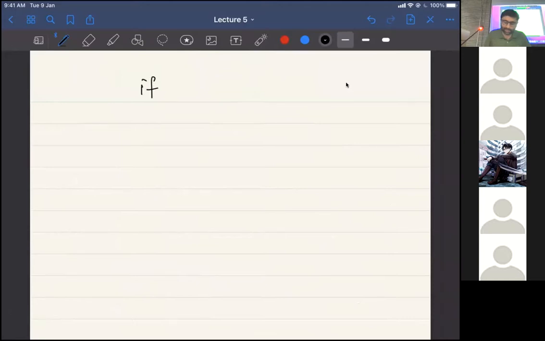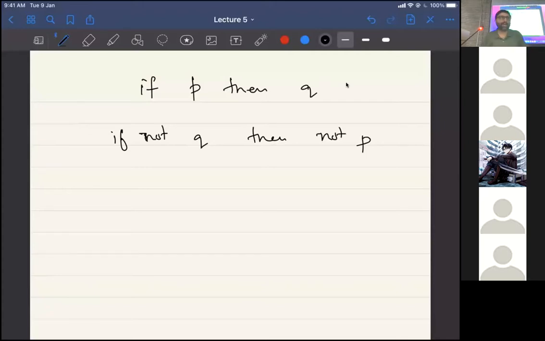So if we have a statement like if P, then Q, this means that if not Q, then not P. If the language is regular, we can apply the pumping lemma. If we cannot apply the pumping lemma, the language is not regular. It does not say anything about if Q, then P. If you can apply the pumping lemma, it does not mean the language is regular.